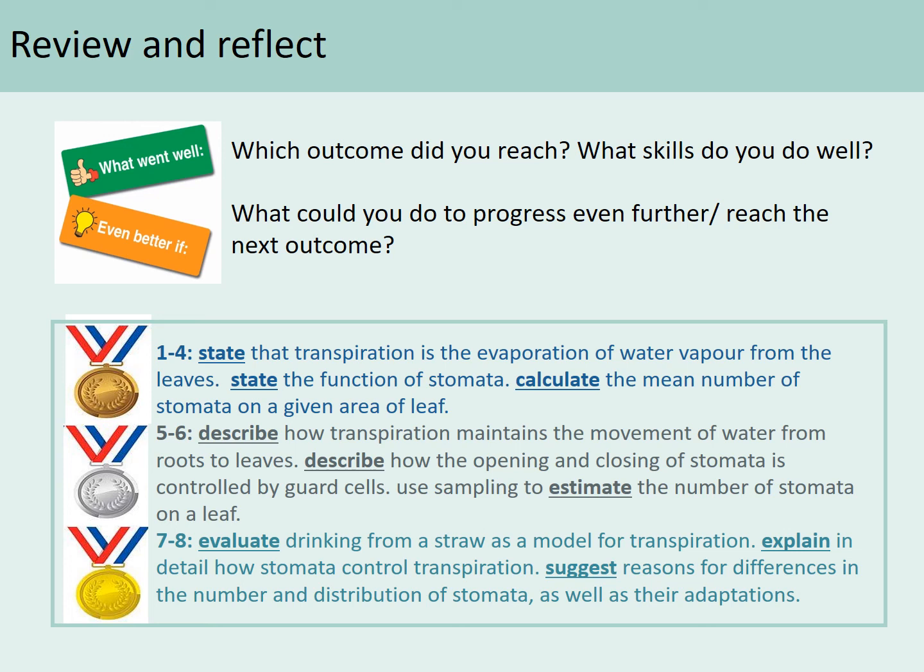So for 1 to 4, hopefully now we can say what transpiration is and calculate a mean. For 5 to 6s, hopefully we can describe that movement of water. We're going to talk about the opening and closing of stomata next lesson. And then also for 7 to 8, that's going to tie in with tomorrow's lesson, where we're going to be looking at how the rate of transpiration can be controlled.